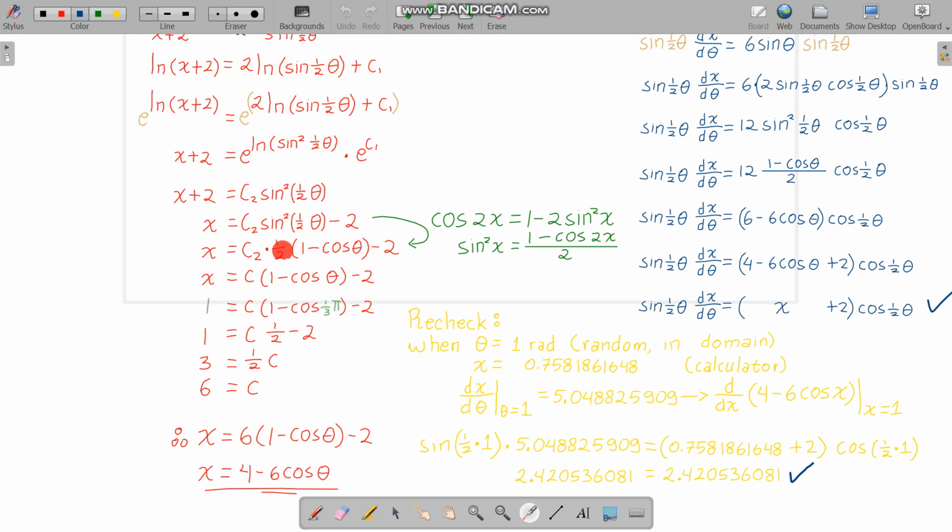So this is the over 2, 1 over 2. So we have c2 times 1/2, which is another constant. Let's call it c. We still have minus 2. And now we plug in the 1 and pi over 3. We get the value of c, and therefore the final answer is 4 minus 6 cos theta.